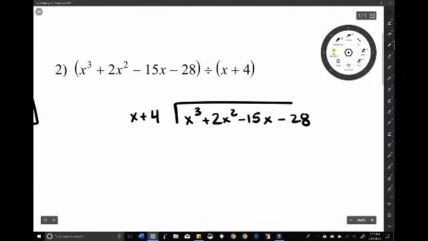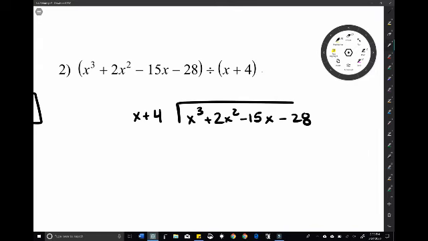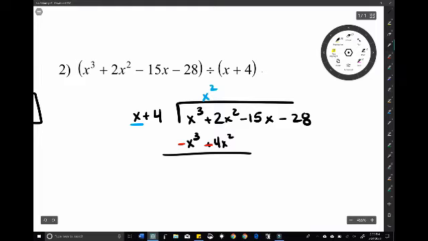All right, we're going to focus. We want to make an x to the third, so the idea from x to the third is we'll need to multiply by an x squared. Okay, x squared times x is x to the third. Distribute it to the 4, plus 4x squared. Switch the signs, and add on down. So now negative 2x squared. Bring on down the negative 15x. To make it negative 2x squared, we are going to need to multiply by negative 2x.